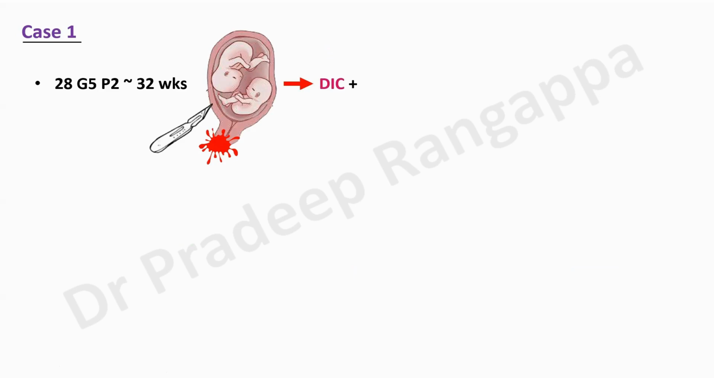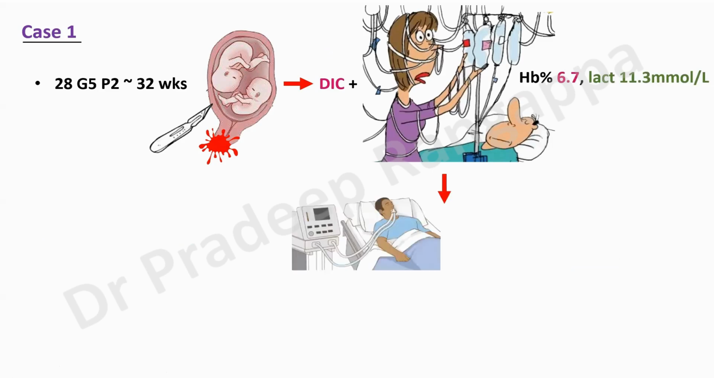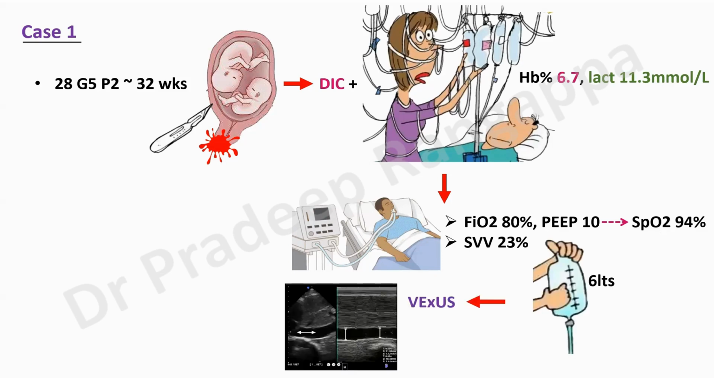This is a 28-year-old female, gravida 5, para 2, 32 weeks with a twin pregnancy, who had a postpartum hemorrhage and underwent LSCS. After this, the patient goes into disseminated intravascular coagulopathy and gets the massive transfusion protocol. Hemoglobin is 6.7, lactate is 11.3. Patient gets intubated and ventilated. As you see, the patient is on FiO2 of 80%, PEEP of 10, maintaining saturation of 94%. Stroke volume variation is 23%, which means the patient is fluid responsive. So the patient gets 6 liters of fluid resuscitation along with the blood products.